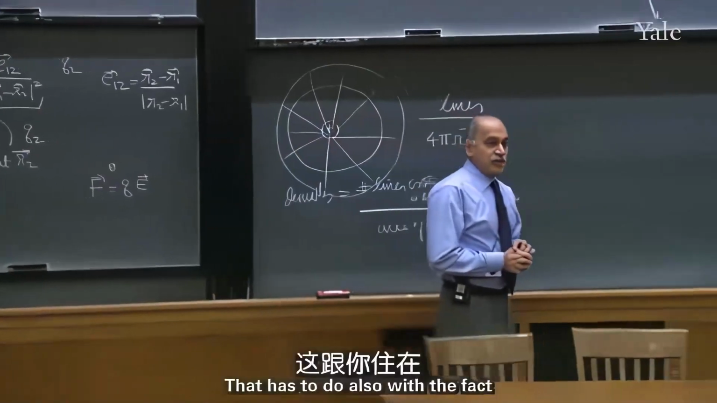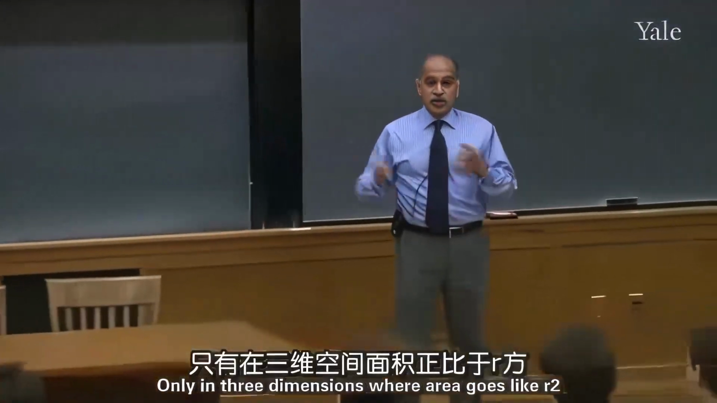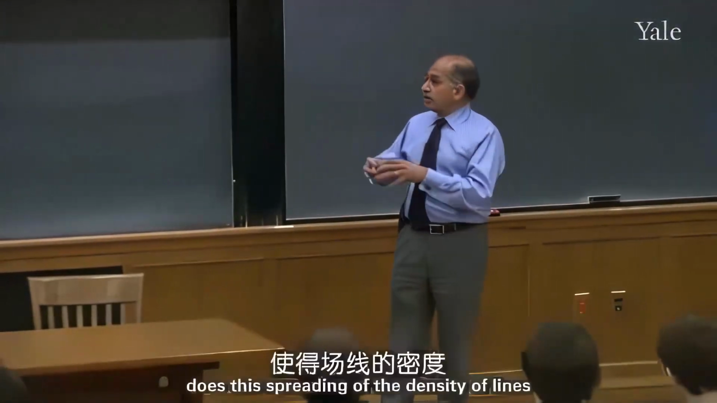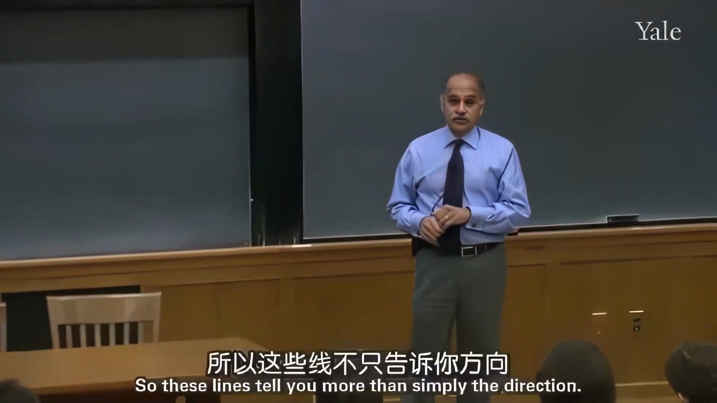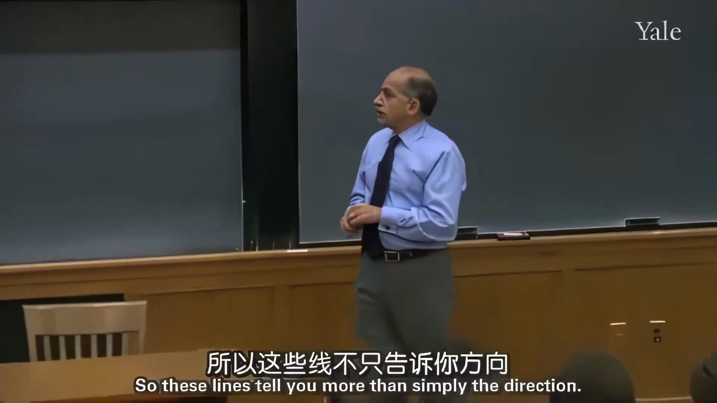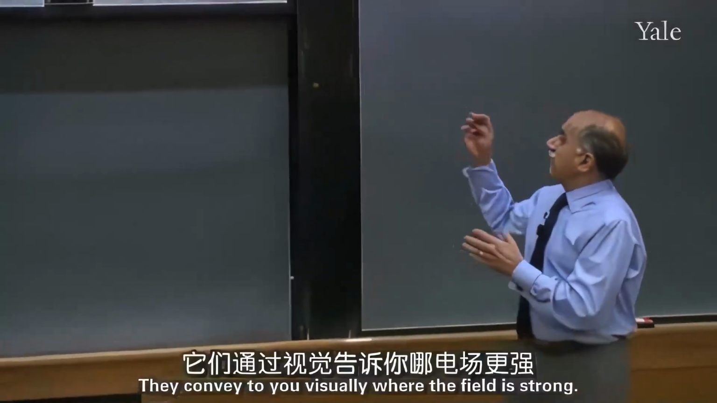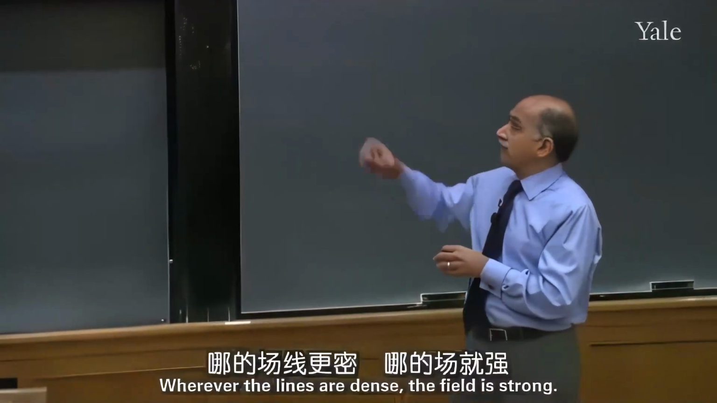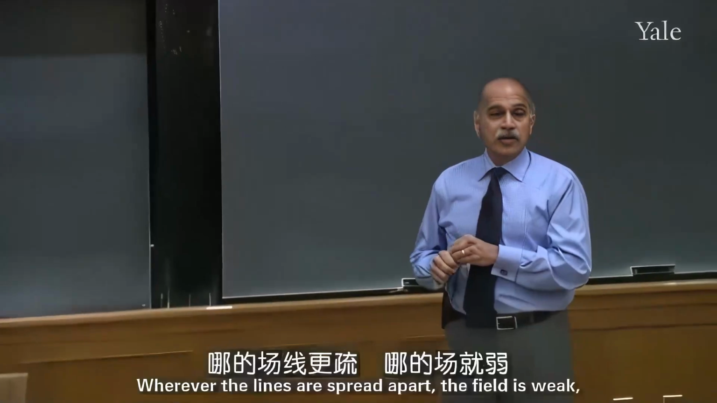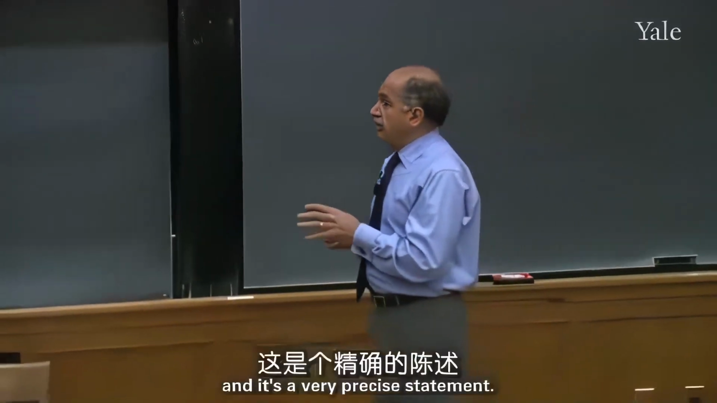That has to do also with the fact you're living in 3 dimensions. Only in 3 dimensions, where area goes like r squared, does the spreading of the density of lines coincide with the decline of the force. So these lines tell you more than simply the direction. They convey to you visually where the field is strong. Wherever the lines are dense, the field is strong. Wherever the lines are spread apart, the field is weak. And it's a very precise statement.